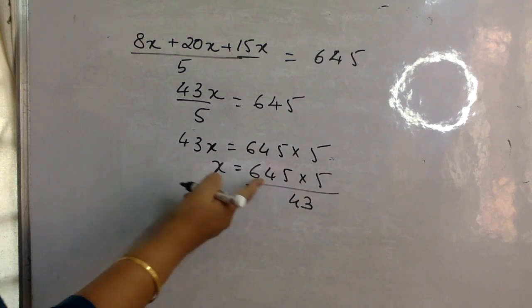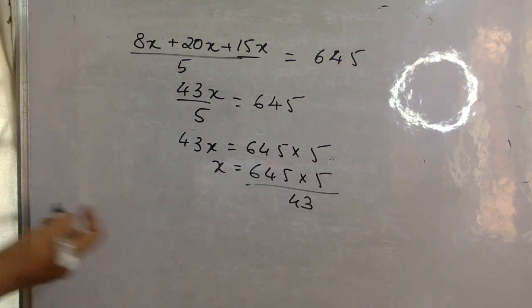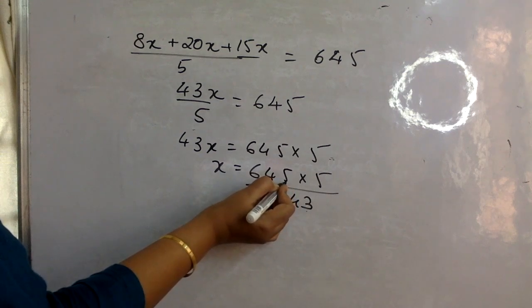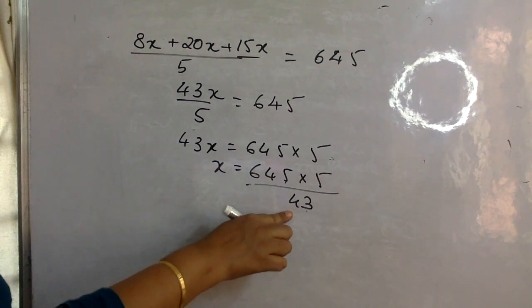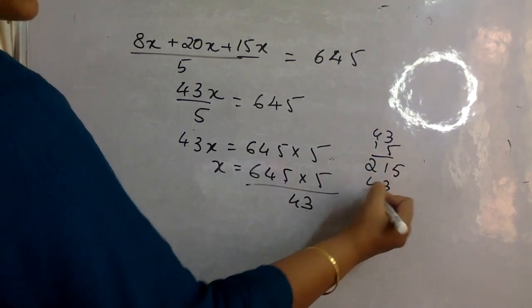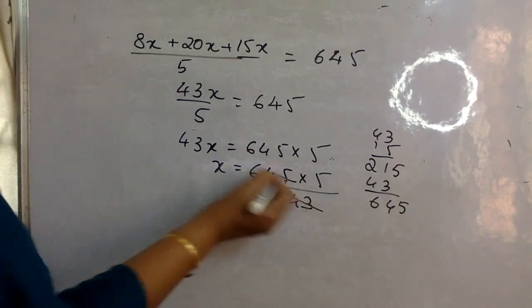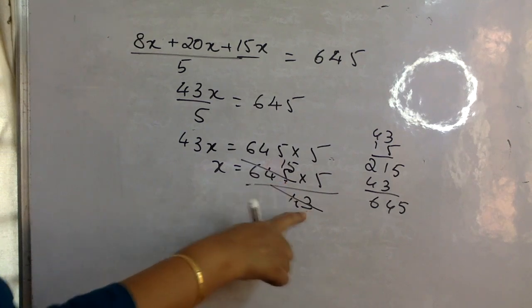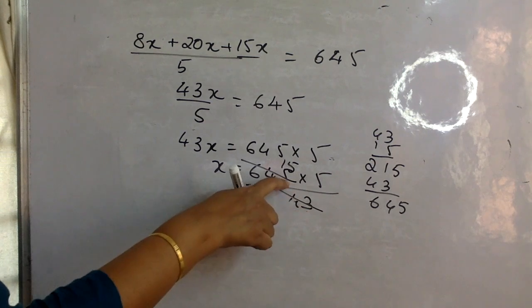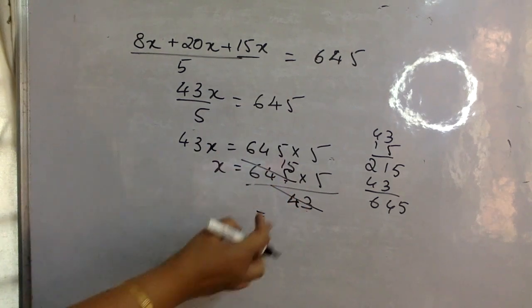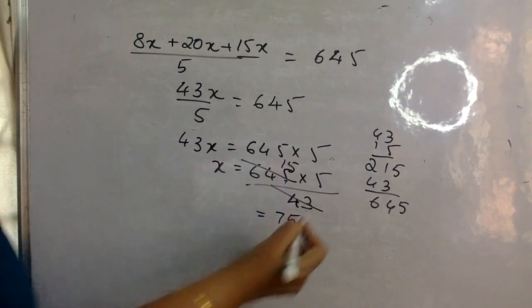Now here I have a feeling that it might go. Let me try with 15. Why? Because I'm seeing a 3 here and a 5 here, and otherwise there's a prime number that I cannot cancel. So 43 into 15 is 645, correct. This way you have to guess a little bit. I saw the 5 and the 3, so I thought if I multiply with something with 5, I might reach this number. Otherwise this was a prime number, so I was not getting any method to cancel it. Now my answer, x is 75.